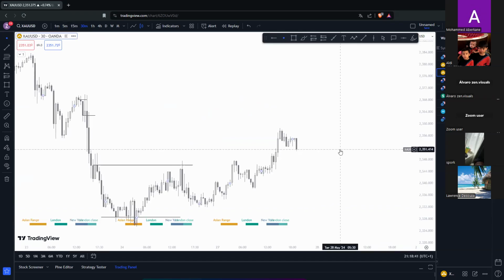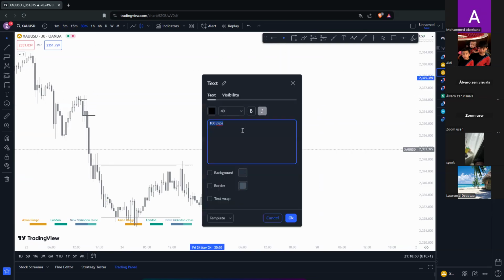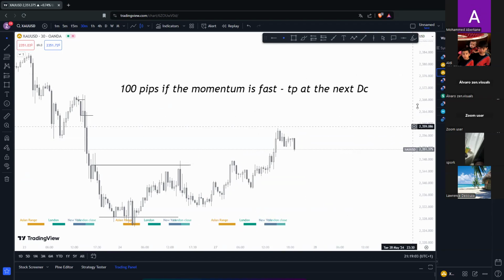Now the TP with the storyline is going to be 100 pips minimum. Okay, with the storyline, 100 pips minimum. If the momentum is fast, TP at the next DC, right? What do I mean by the next DC?